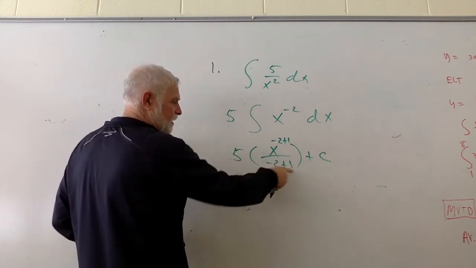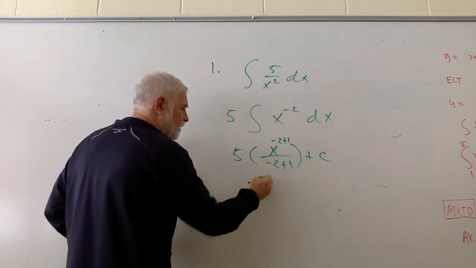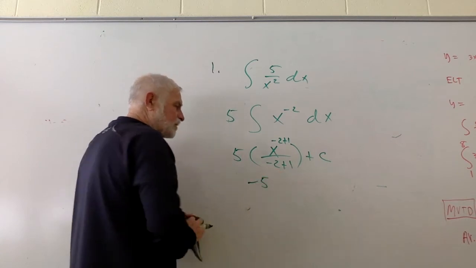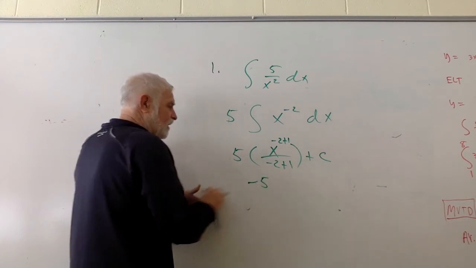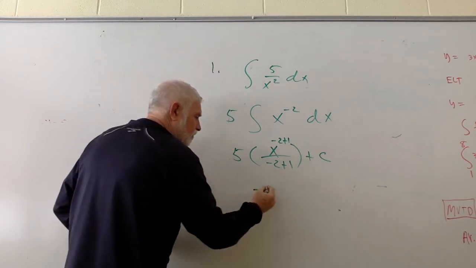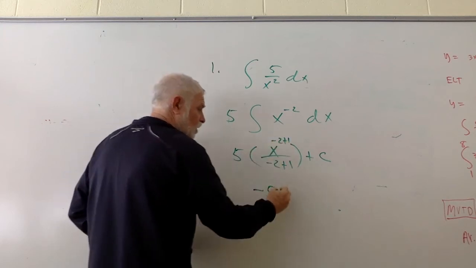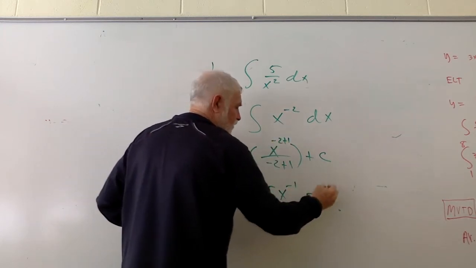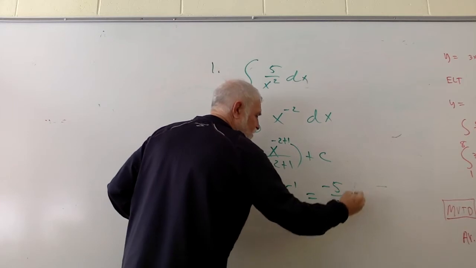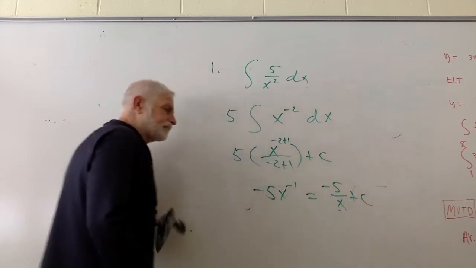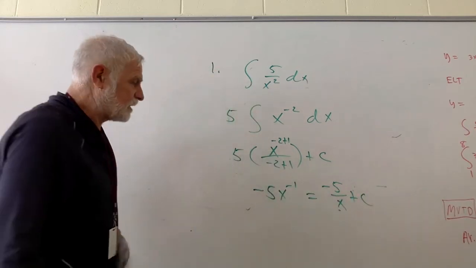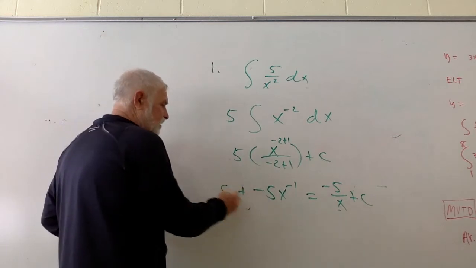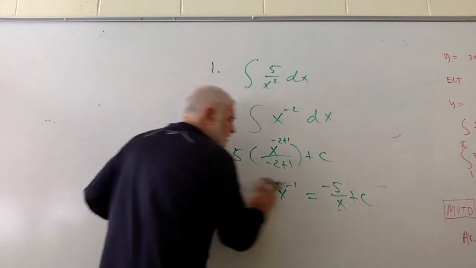So that becomes -5/2. No, sorry. -2 plus 1 is -1. So just -5. -5x to the -1. And you can write that as -5 over x plus c if you want. Your choice. Either one's acceptable. Plus c on this side as well, right? All right, so that's that problem.